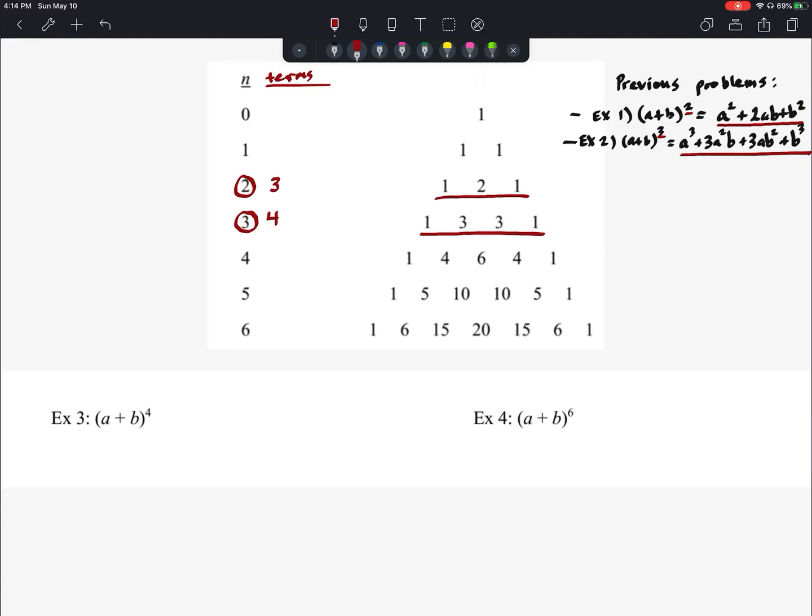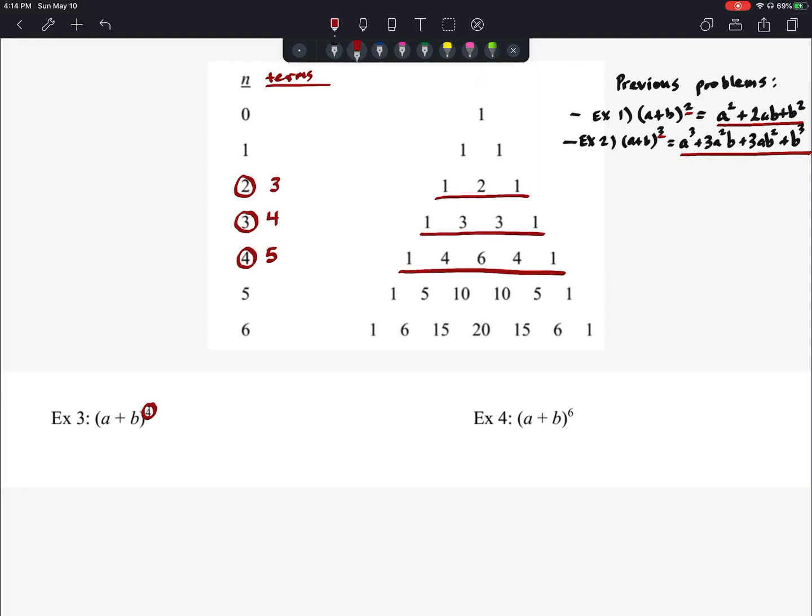So the next problem that we'll look at, example 3, because we have 4 as our exponent, right? We're looking at the 4th row of Pascal's triangle. Okay? We have 5 terms that are going to be in our expansion. Okay, so there would be 5. You see there's 5 coefficients.